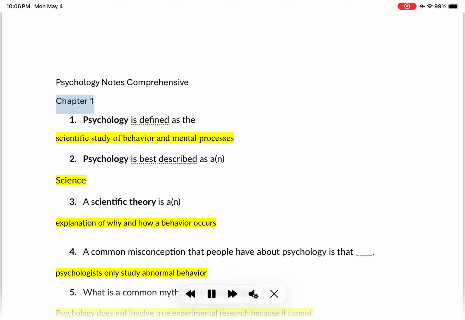Chapter 1. Psychology is defined as the scientific study of behavior and mental processes. Psychology is best described as an science. A scientific theory is an explanation of why and how a behavior occurs.